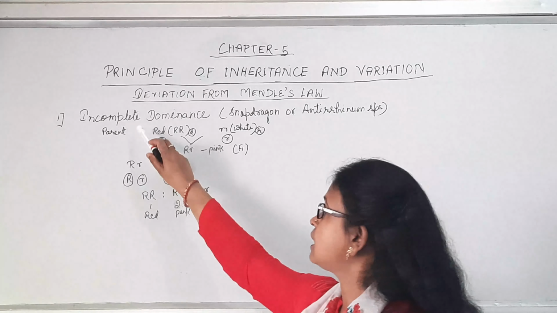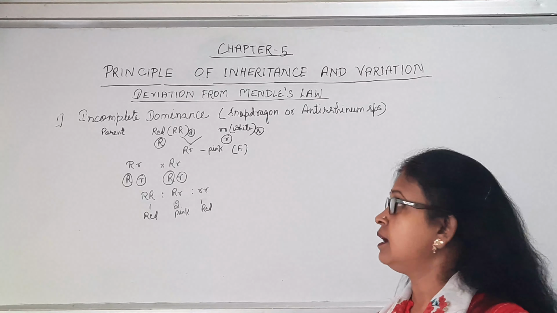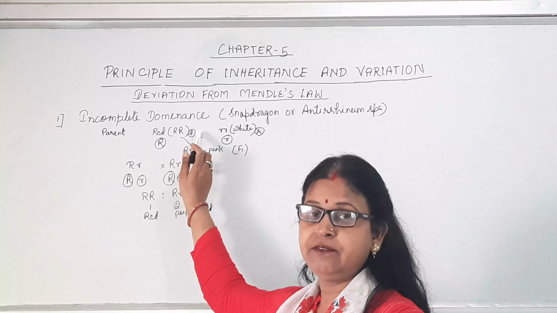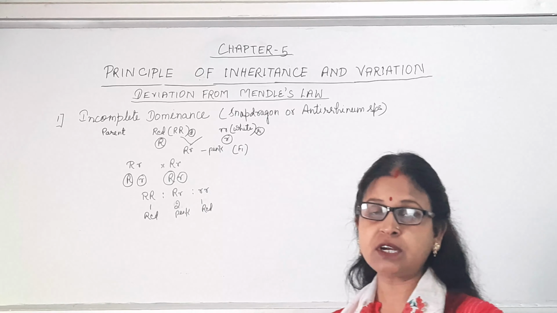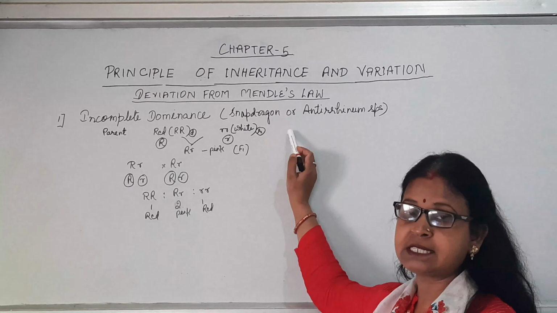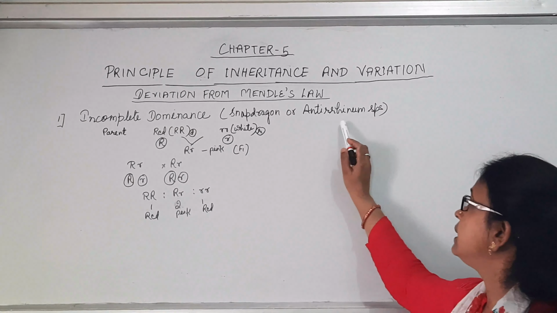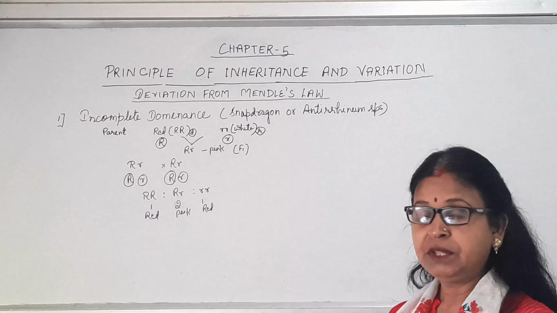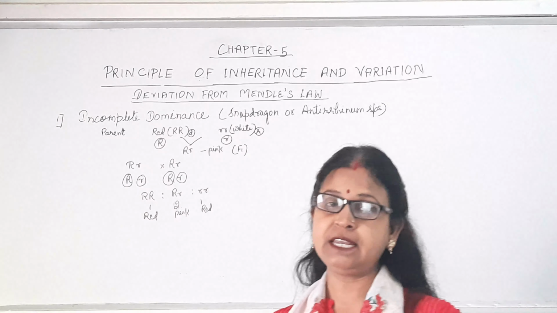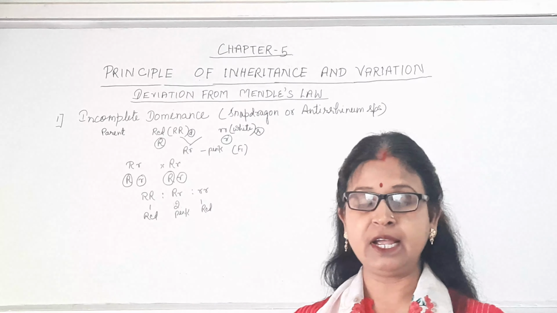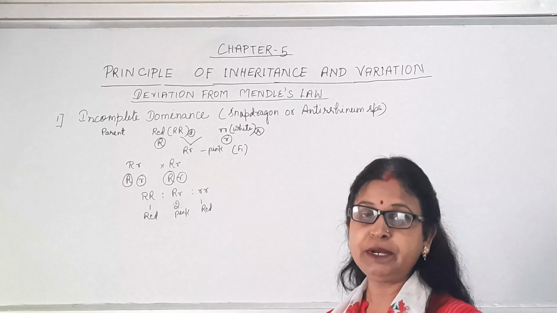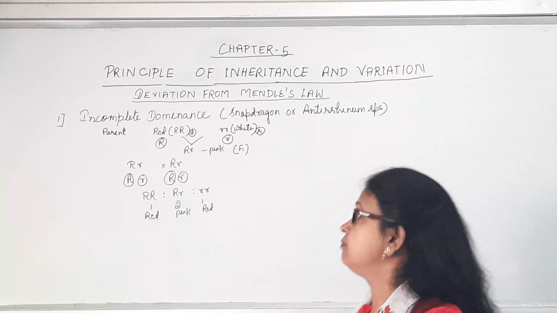So first one is incomplete dominance. That means, as the word is given, incomplete. Here the dominant allele is not completely dominant, and we can see this through this example, that is snapdragon flower or Antirrhinum species. There are three types of flowers we can see in nature: red flower, white flower and pink flower. Here the red flower plant is dominant over white colored flower.